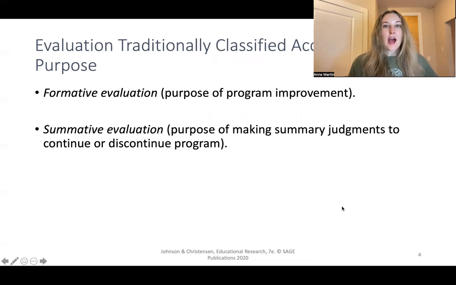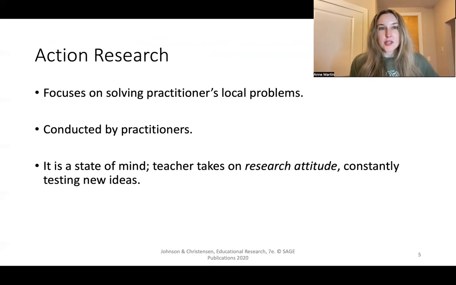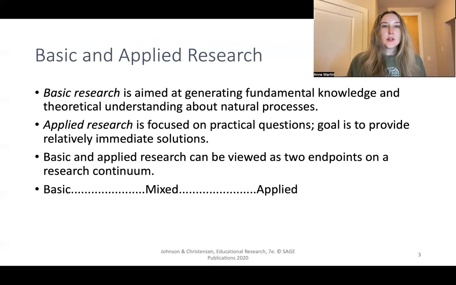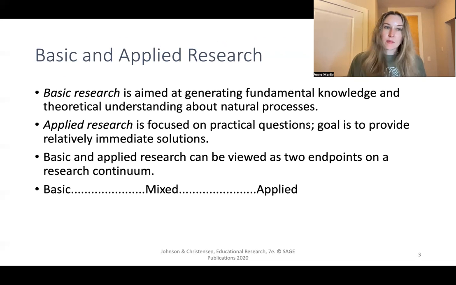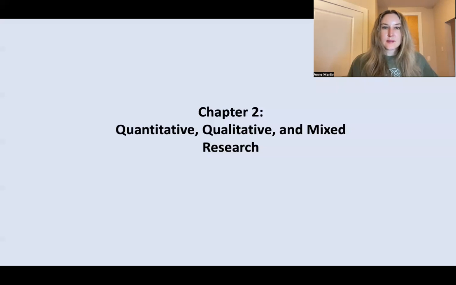And then when we have program evaluation, there are 2 types, and there's a lot of different details in the chapter about different ways that you might do that. And then action research focuses on solving problems at the practitioner level. This is where the teacher or the practitioner is the researcher themselves in their own setting. So it's similar to applied research in that it is practical questions, but action research is completely local, whereas applied research will have findings that are generalizable or could help people in other places.